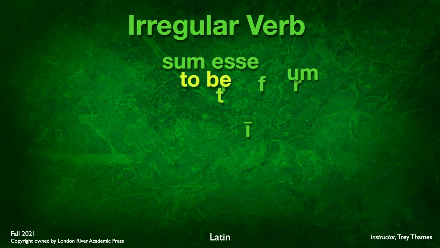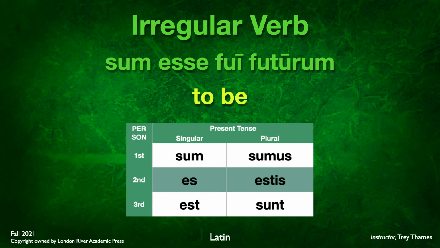Now, here's a reminder of sum, esse, fui, futurum, the to be verb, irregular. You remember this. It's sum, es, est, sumus, estis, sunt. Now, even though we actually call this an irregular verb, there's actually a pattern here. You can see in the first person singular and the first person plural and the third person plural, you actually have the ending plus su. And that's distinguished from second singular, third singular, and second plural that basically are endings plus es. And so you can actually see a pattern.